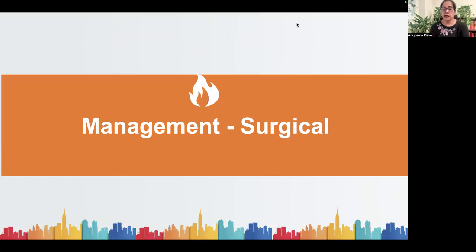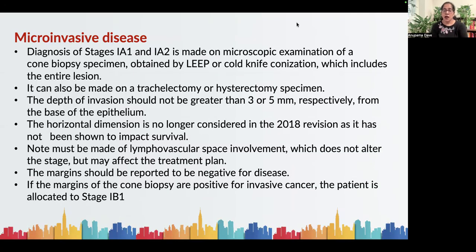First, considering the surgical management. Now, disease could be microinvasive disease, in which the diagnosis of stages 1A1 and 1A2 is made on microscopic examination either of a cone biopsy specimen or a specimen obtained by LEEP or cold knife conization, especially the ones which include the entire lesion. It can also be made on a trachelectomy or hysterectomy specimen retrospectively.